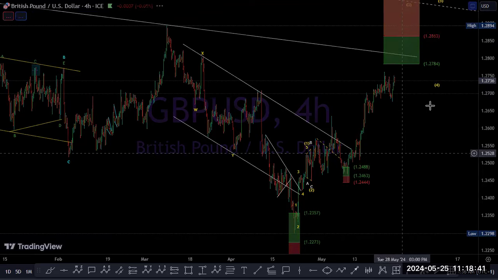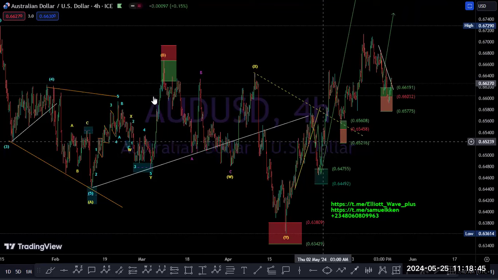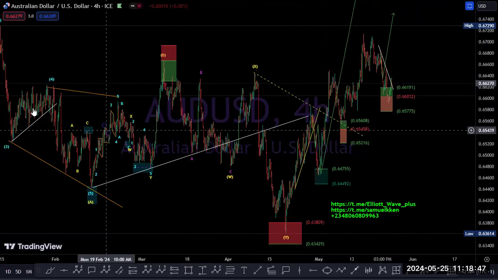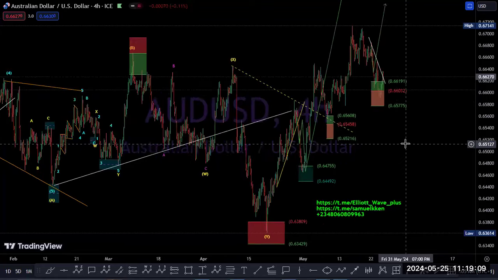Okay, AUD USD, another good trade, and it continues. I bought somewhere here. I added a position here. I didn't add again, but I shared this. I didn't add again because I know two positions are okay for me. So it is still a good time to buy. If you don't have any open position, you can buy this from here.